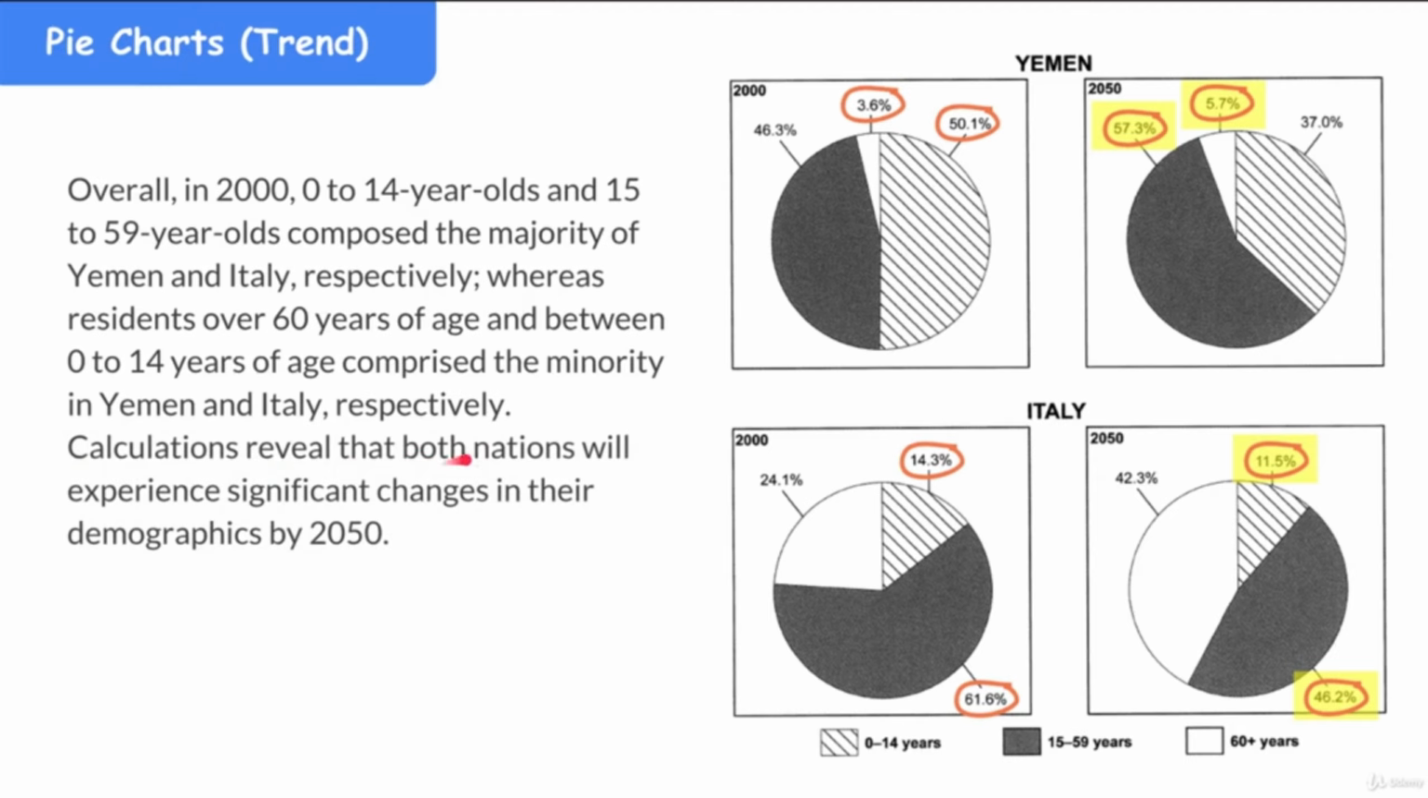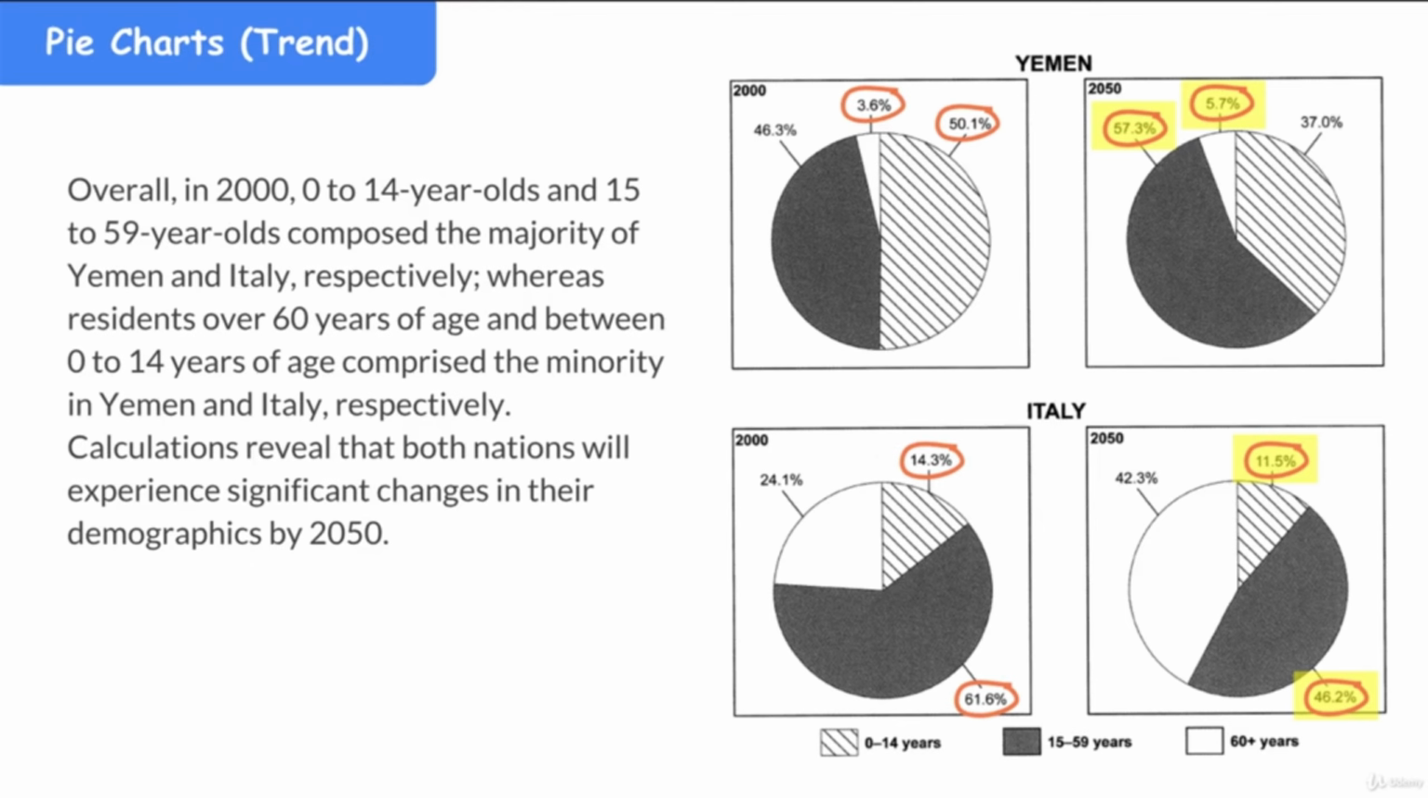Calculations reveal that both nations will experience significant changes in their demographics by 2050. So by doing this, you've highlighted that by the year 2050, significant changes are going to take place in the demographics, and you've done this while saving yourself precious time. I would like to remind you that you don't have to talk about every single key piece of information in the infographic. You just have to talk about the most important key features. And if you think that there are too many key features that are important, well, then just describe some of them. So that's what we've done here.